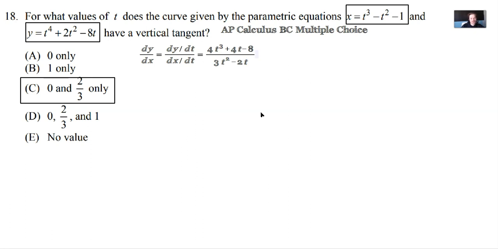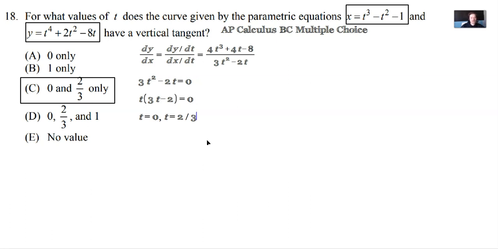Now you have to pick out the values that lead to division by 0. To do that, you take 3t squared minus 2t, which is the denominator, and you set it equal to 0. And then you just solve that. So it's going to be t on the outside, and within the parentheses you will have 3t minus 2, set equal to 0 the entire time. So t is 0 or t is equal to 2/3. Those are the values that you exclude because they lead to division by 0.